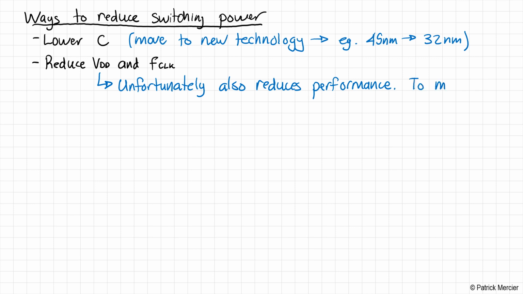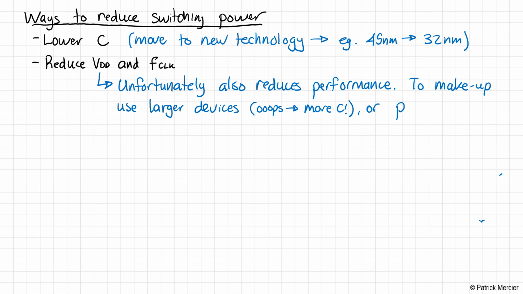So if we do this, we have to make this up somehow. To make up, we can use larger devices. Well, that doesn't work very well because then that increases more capacitance, which we don't like. Or we can use techniques like parallelism. So for example, multicore.